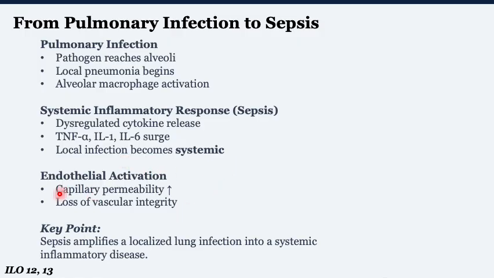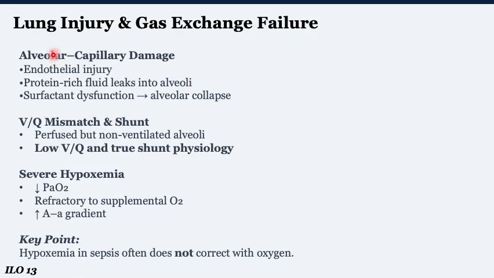This can result in endothelial activation, meaning you'll have more permeability in the capillaries and a loss of vascular integrity. The key point: sepsis amplifies a localized lung infection into a systemic inflammatory disease. This can lead to lung injury, which will result in gas exchange failure.